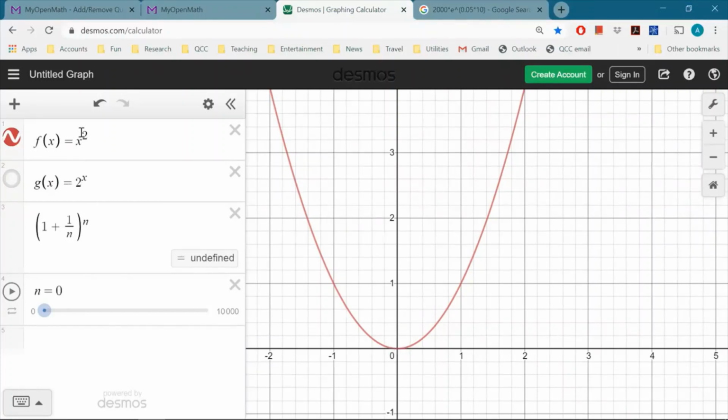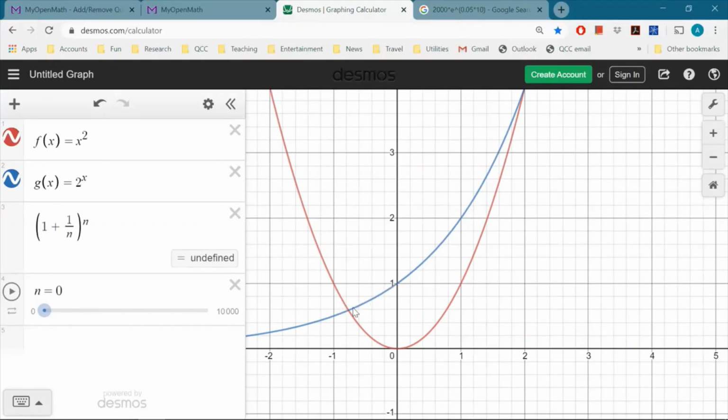So I've got x squared, and then I'm also going to plot 2 to the x. I'm going to turn that on, and that's going to be in blue. So you can see the blue curve represents 2 to the x, the exponential function. Now let's compare how they look. They look kind of the same to the right of 0.